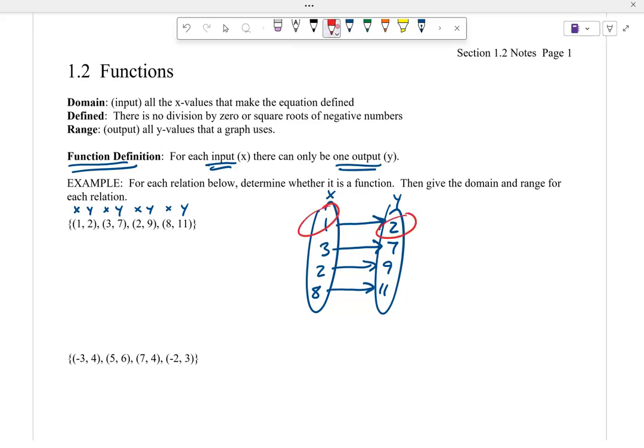And so how I do this is I say, well, for every x is there only one y? So for this x there's one y. Then I go to the next one. For an x of 3, there's only one y. So that one's okay. For the 2, it looks like it only has one y. So far, so good. And finally, for every x, there's only one y there. So is this a function? I say yes, this is a function because for every x, there's only one y for each of those.